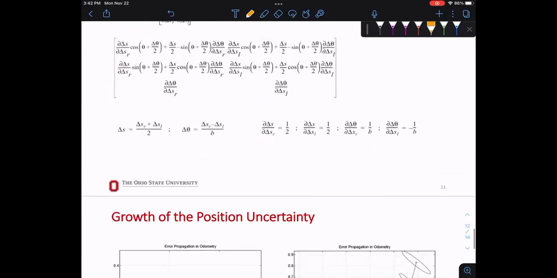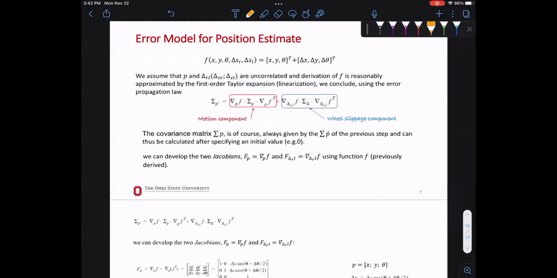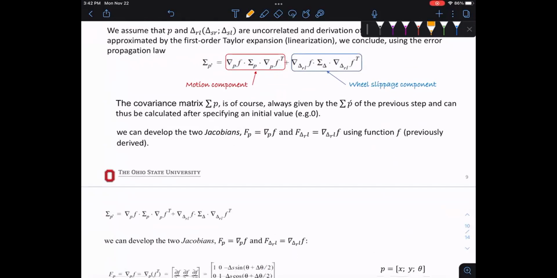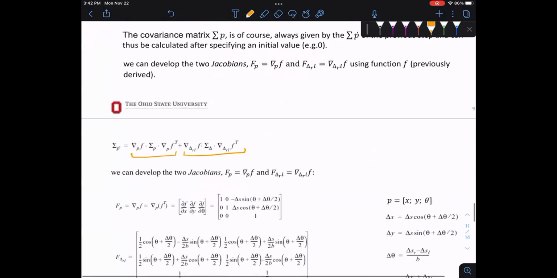So I'm going to show you what you're trying to calculate here. So sigma P prime here will be this coming from the wheel, this coming from the motion. Now, we need to develop one Jacobian and then the other Jacobian. The Jacobian because of the motion depends on three things, x, y, and theta, right? The Jacobian that comes from the wheel will also depend on the right and left wheels' distance traveled.